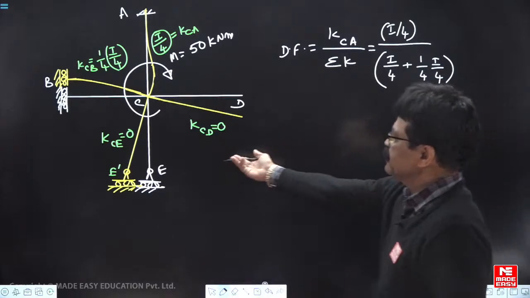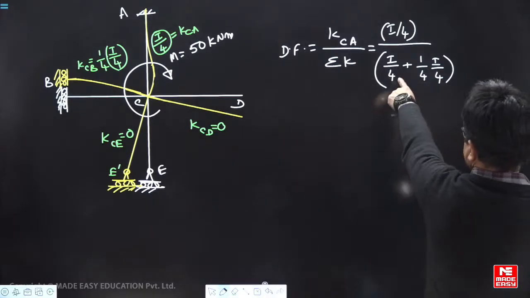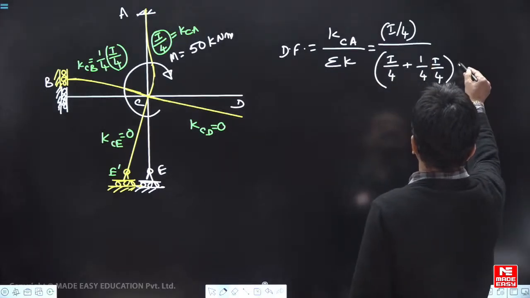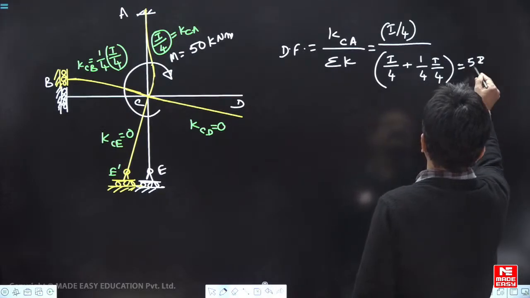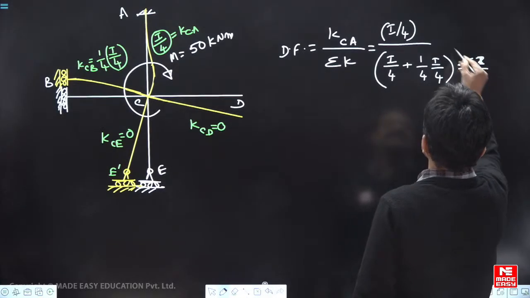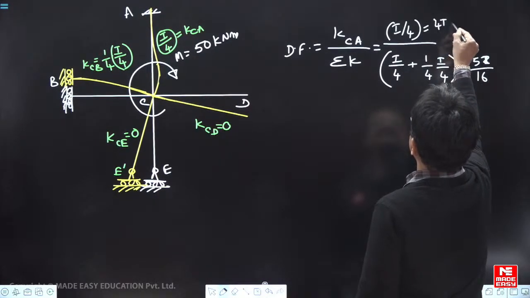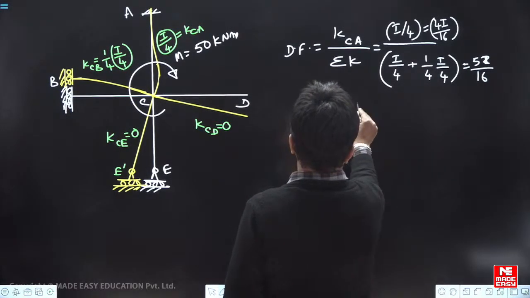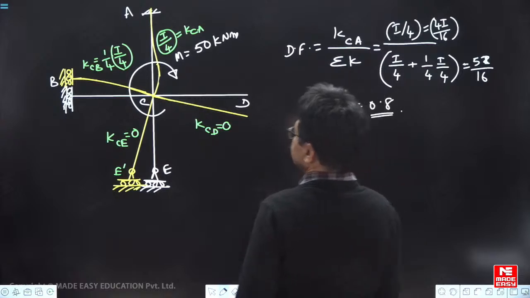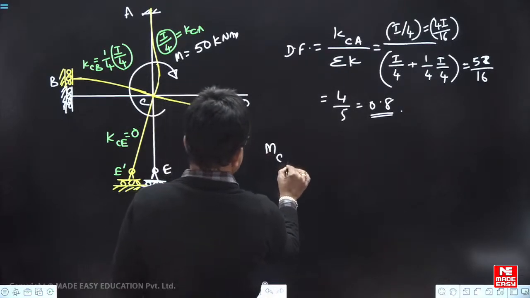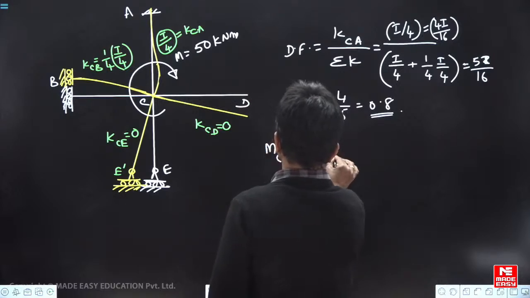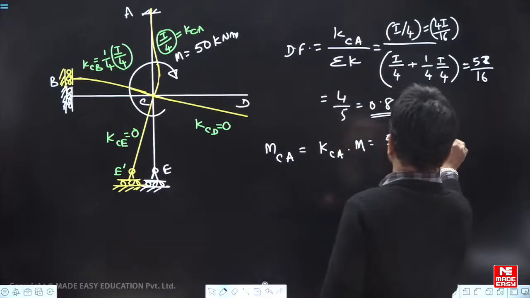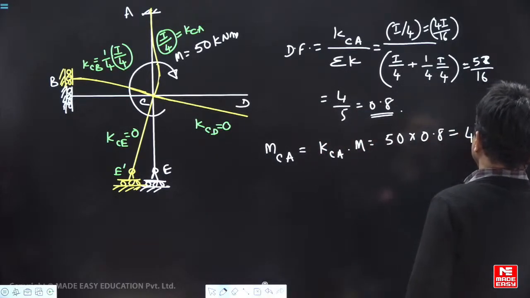So you can write it for all the other members, sigma K is 0, 16. That means 4 plus 1, 5, 5I by 16. Here I can write it as 4I by 16, just to divide easily. 4 by 5 is 0.8. So the moment at C for the member CA is the distribution factor KCA into M, 50 into 0.8. So you will get 40 kilonewton meter.